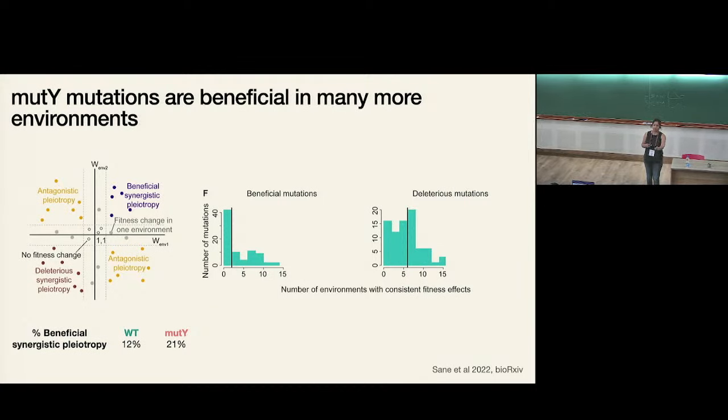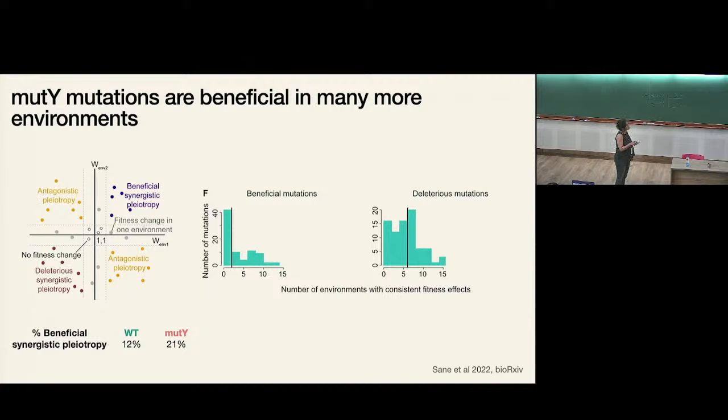So let's say I pick out a beneficial mutation in the wild type in glucose. I ask, is that beneficial in all the other environments? That's what's plotted here. How many mutations do I find where a given beneficial mutation is beneficial in 10 environments, 15 environments, and so on? For the wild type, if you pick beneficial mutations, you find that most of the time they're beneficial in only 1 or 2 environments. You don't find cases where they're beneficial in many environments.